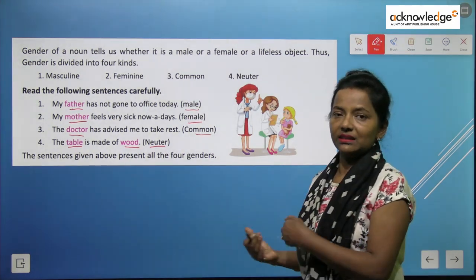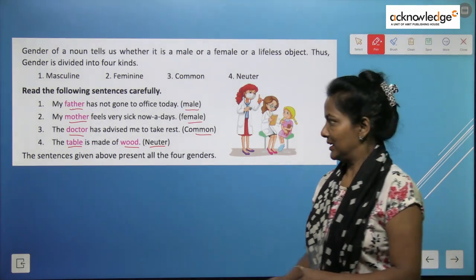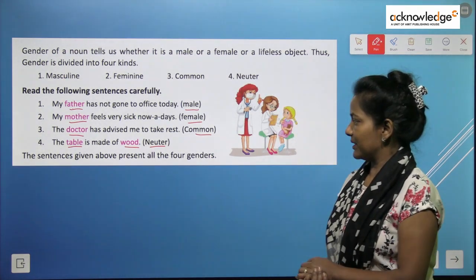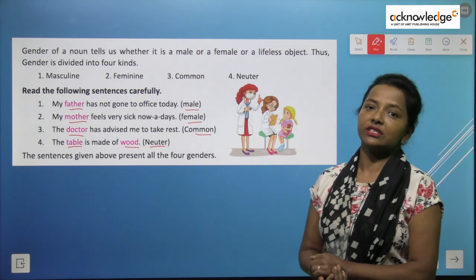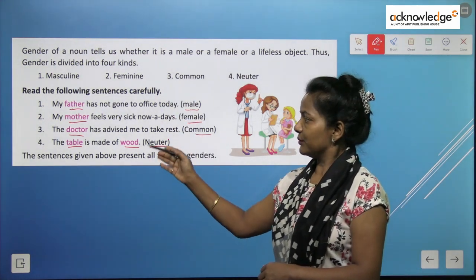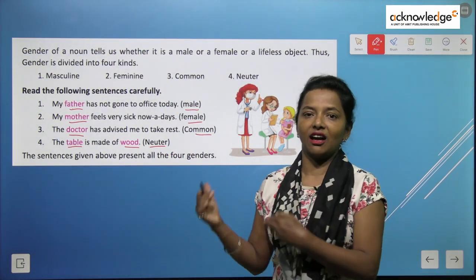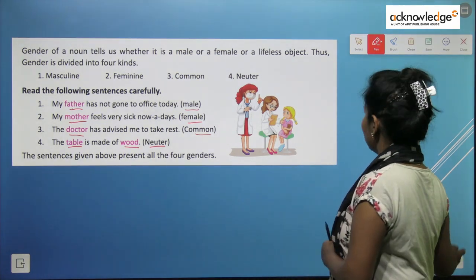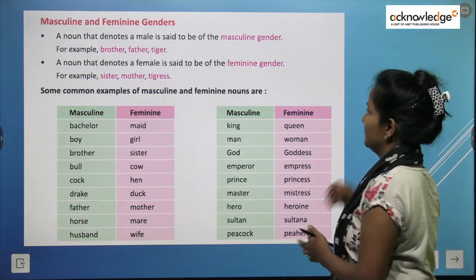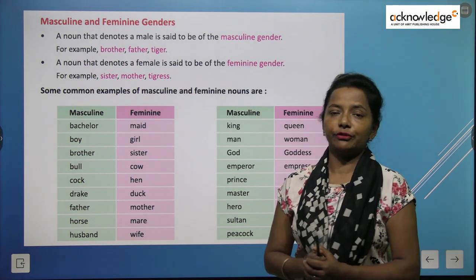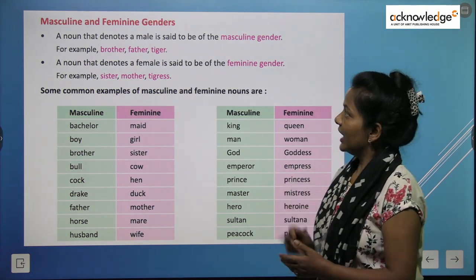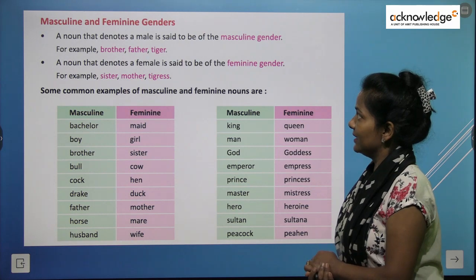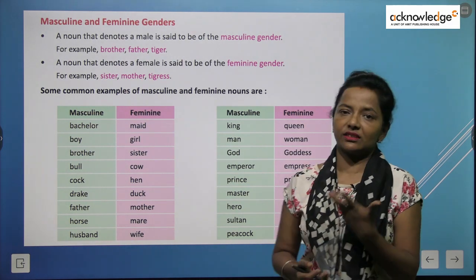We'll just read this in this lesson. The sentences given above present all the 4 genders. So in these 4 sentences, the 4 genders have been told. So how to differentiate them? Let us see here. Masculine and feminine genders. A noun that denotes a male is said to be the masculine gender.